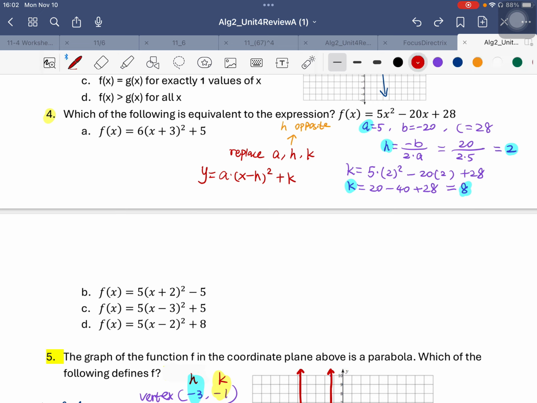Now I got the a, h, k. I replace the a, h, k. Remember, h is always opposite. Now find the correct answer.